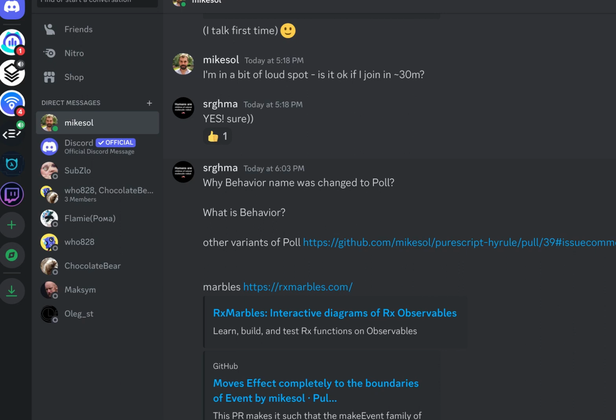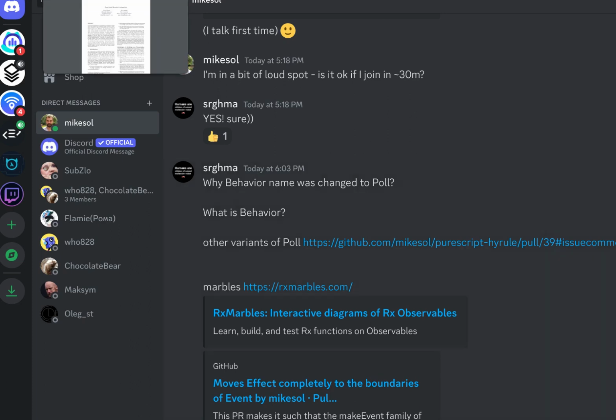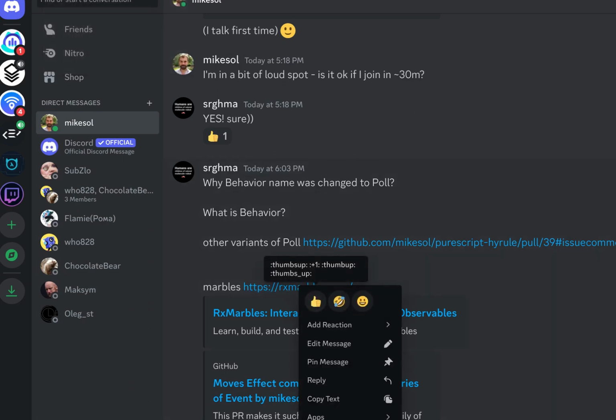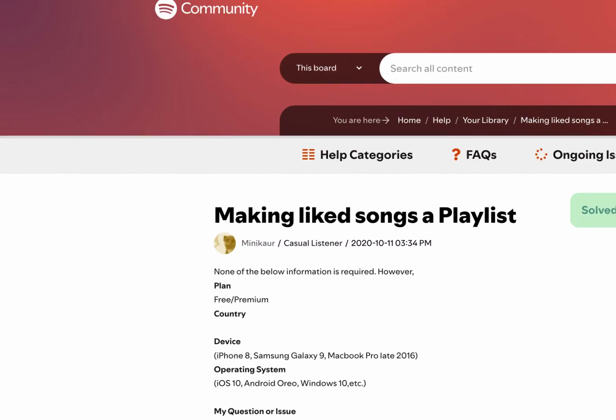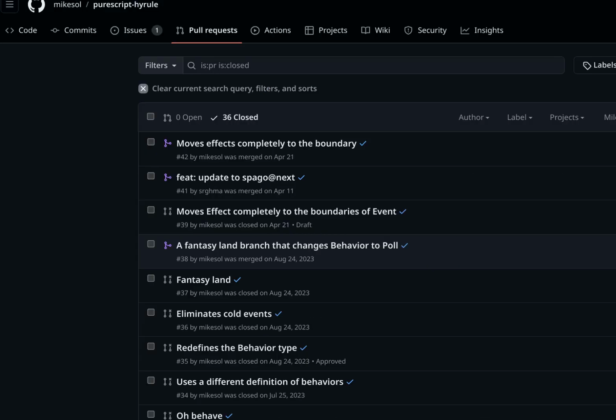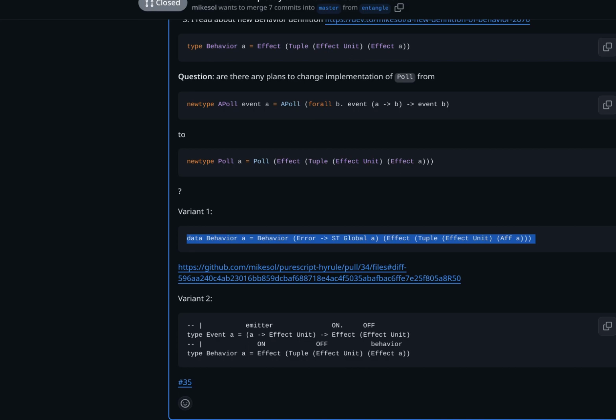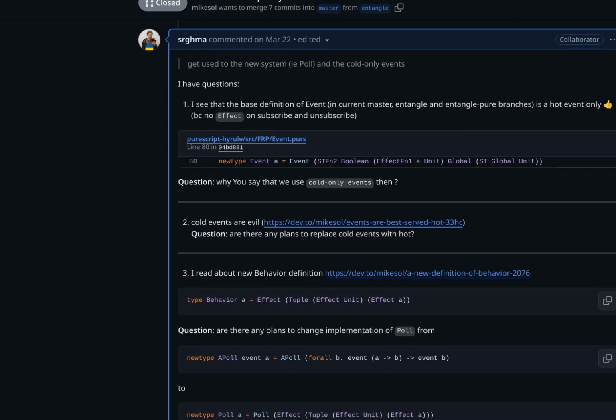Yeah, and I was thinking about making the RxJS marbles for Hyrule. Do you know this website? Yeah, no, actually I don't. One second, RxJS marbles. Let me check it out. Oh, interesting. That's really interesting. I've seen these diagrams before. Those are quite nice.